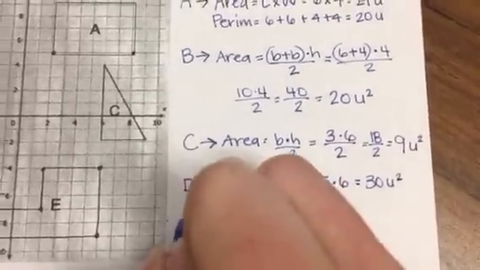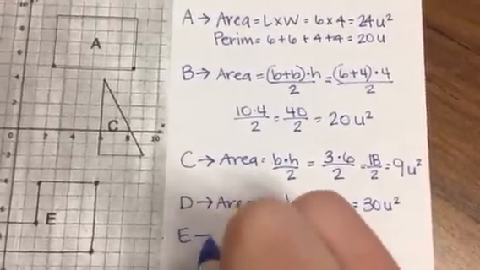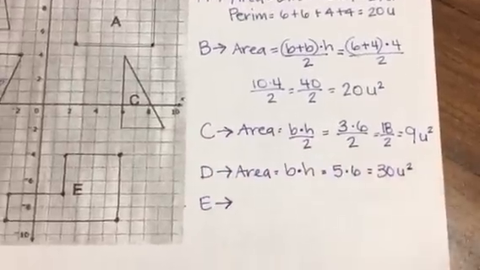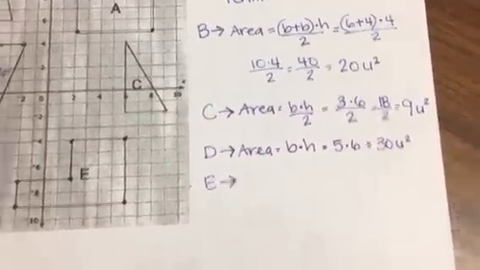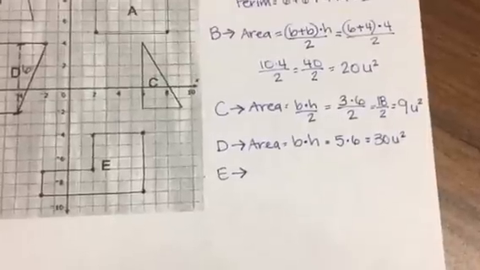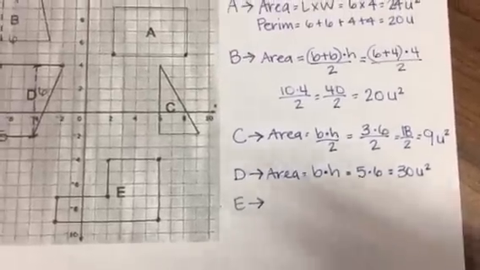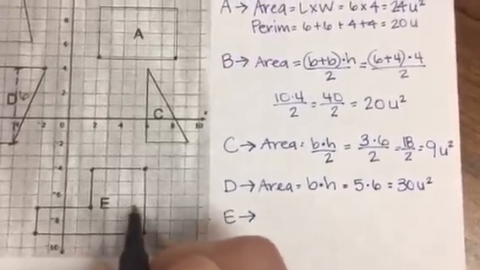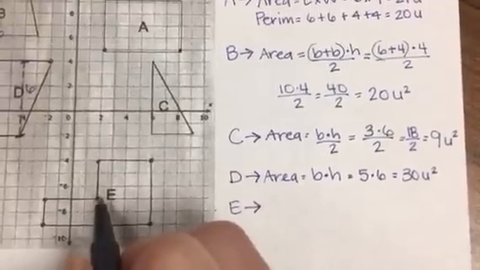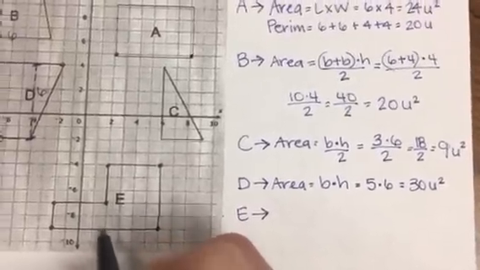Now the last one is figure E. Figure E is what we would call an irregular or a compound or a complex shape. So what we're going to do with that one is see how we would split it, and you've got a couple of different options. You could split straight across here if you wanted. You could split straight down if you wanted.